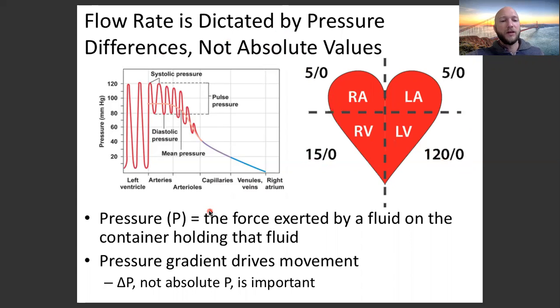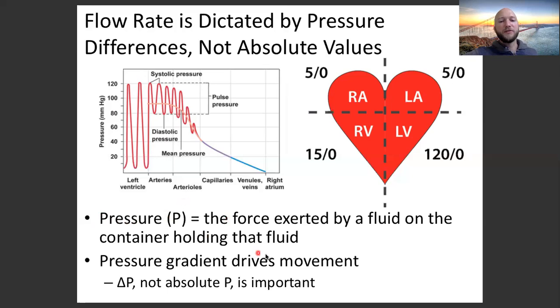So pressure is the force exerted by a fluid on the container holding that fluid. Vocab word, make a flashcard, underline it. Pressure is the force exerted by a fluid on the container holding that fluid. So when the aorta gets pumped up and it's squeezing on that blood that was just pumped out of the left ventricle, that force that the fluid is exerting on the aorta, that's pressure.